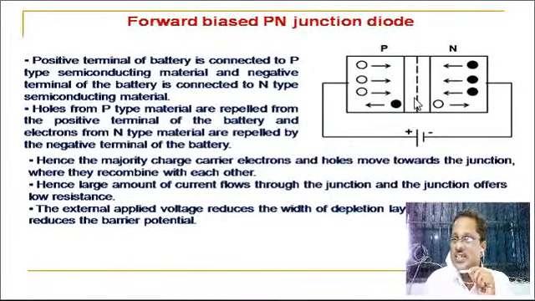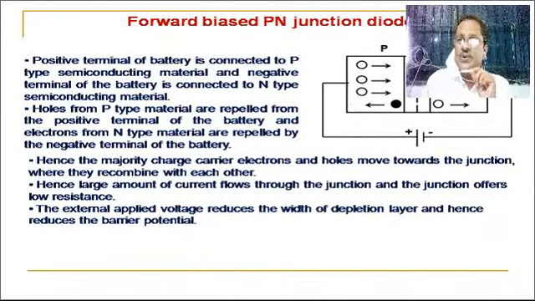As they come near the junction they recombine with each other, and due to this recombination a very large amount of current flows through the junction. Hence we can say that the junction offers a low resistance. That means when the PN junction diode is forward biased, a large amount of current flows through the junction, and at that time the junction offers low resistance. During the forward bias condition the PN junction has a low resistance.